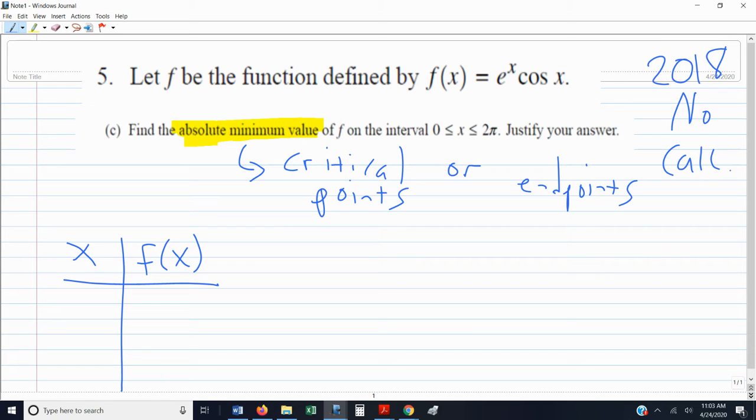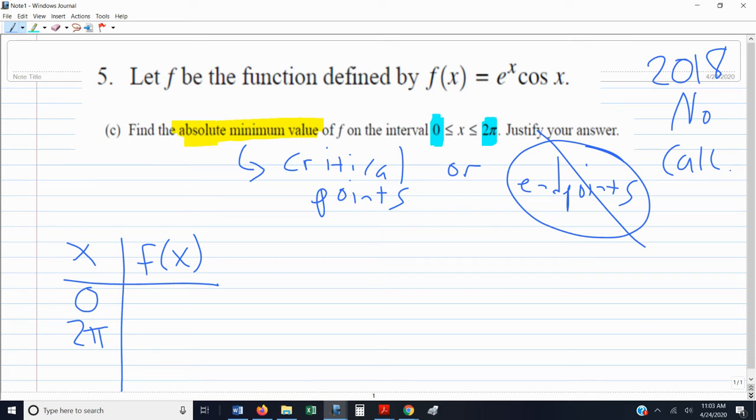And so let's enter the easy ones first. That is going to be the endpoints. So an absolute min can happen at an endpoint. So we're going to consider 0 as a possibility or a candidate and 2 pi as a candidate as well. So that takes care of our endpoints, done with those.